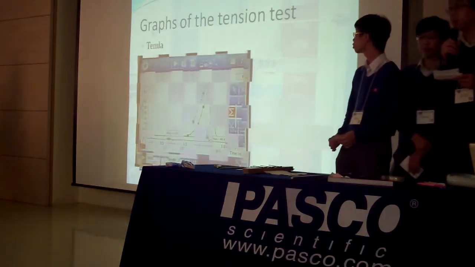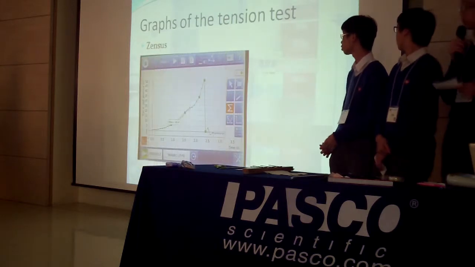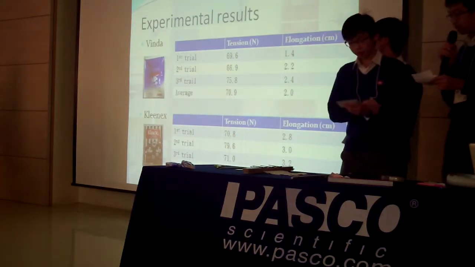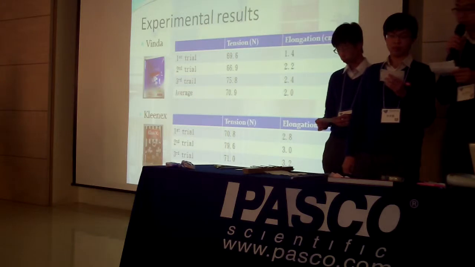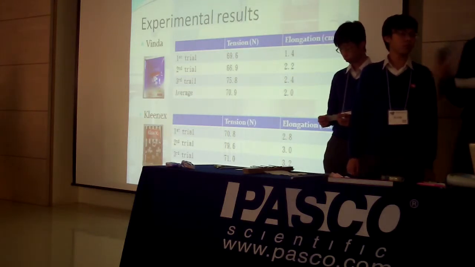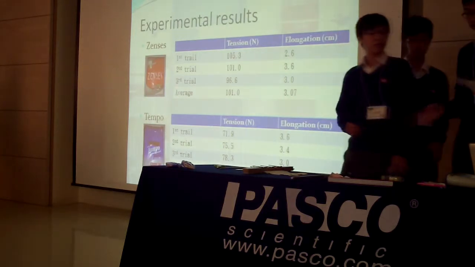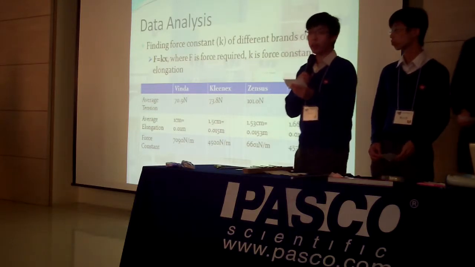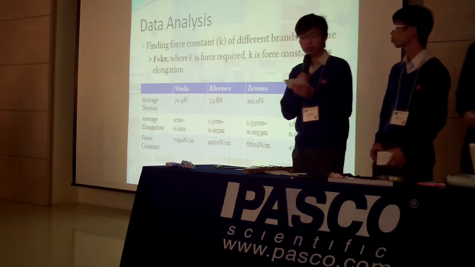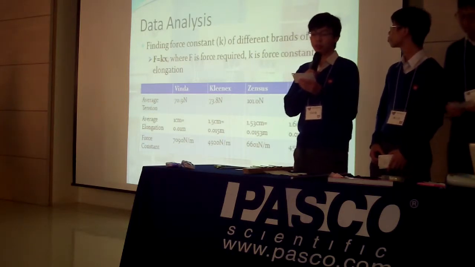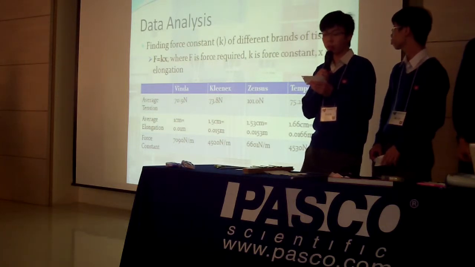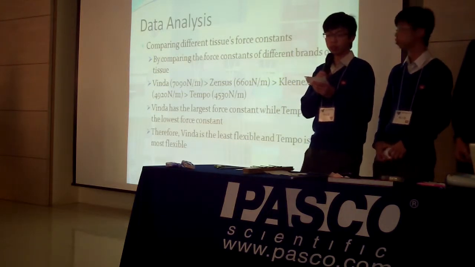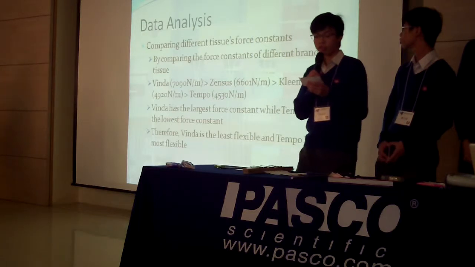Here are some of the graphs that we have obtained during the experiment in the Pasco data logger. These are the experimental results in the tissue tension test and elongation experiment for different brands of tissue. By comparing the results, we get the force constant of different brands of tissue. Winder has the largest force constant, while Tempo has the lowest force constant. In all, Winder is the strongest and Tempo is the most flexible.